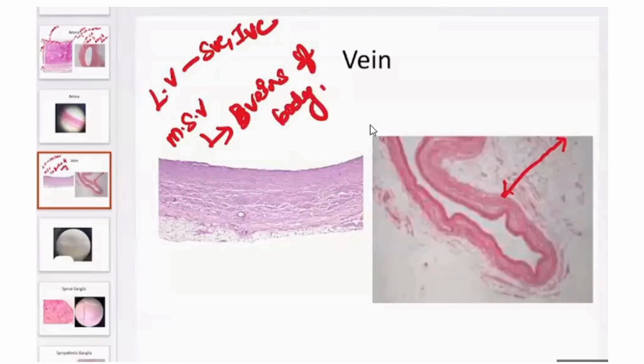See on this picture, this is the first layer, which is the endothelium. This is the second layer. This is the third layer. So which layer is larger? Adventitia is larger: intima, media, adventitia. Am I right? If the media is larger, which is it? Artery. Up to this you are clear, right?